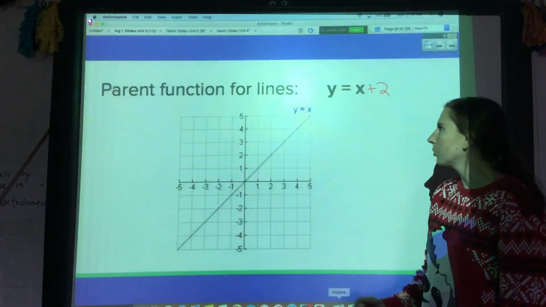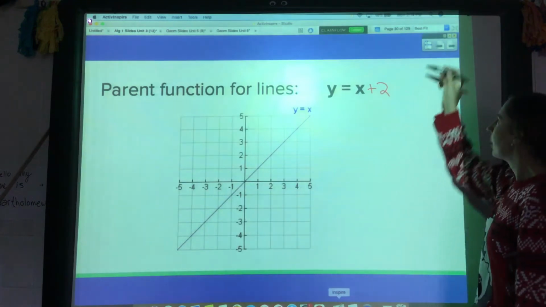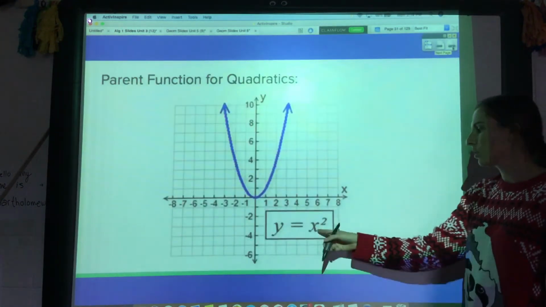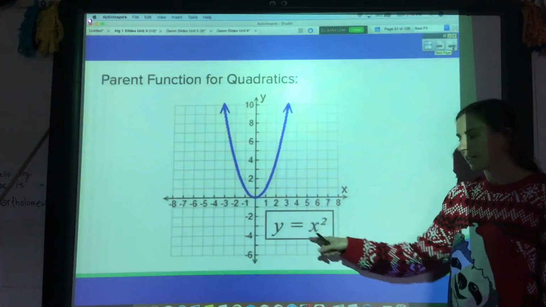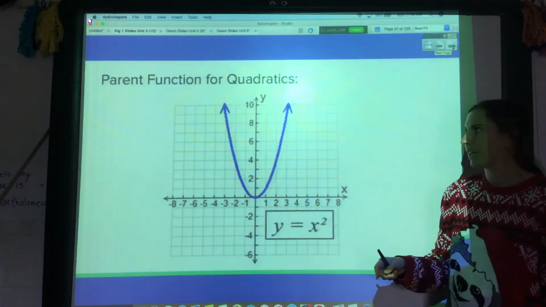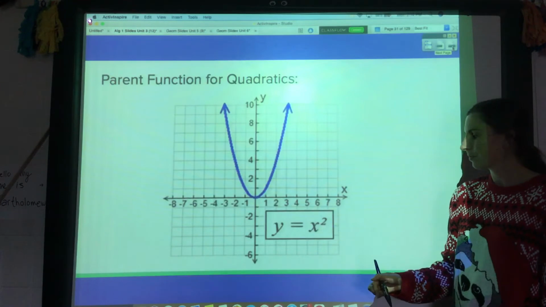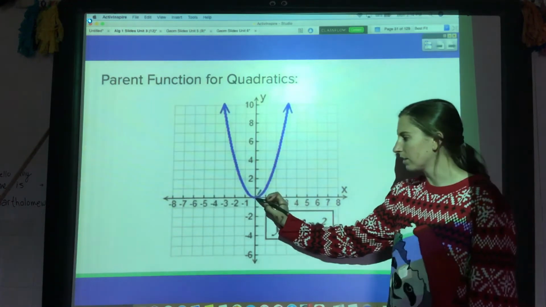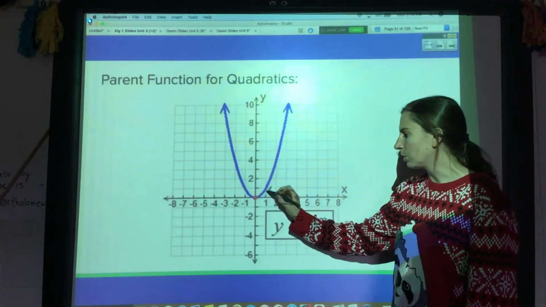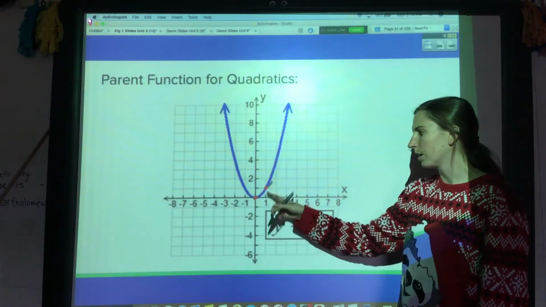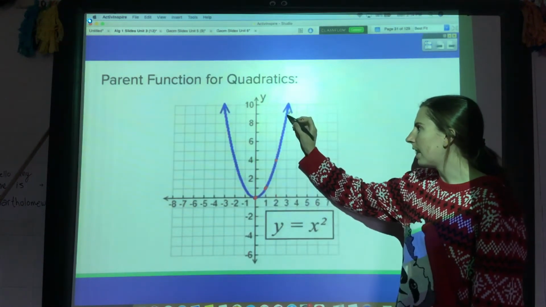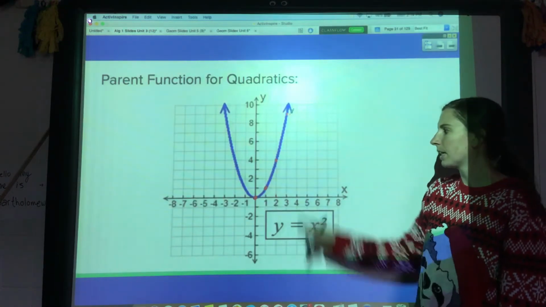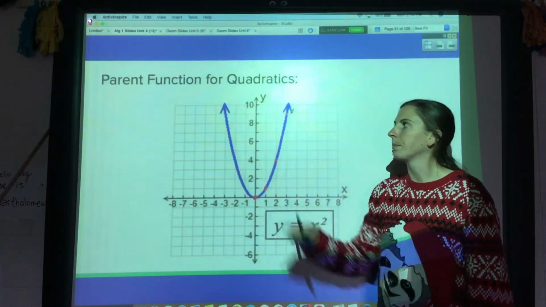So with lines, we would just start with an x. With quadratics, we start with x squared. That's what we call our parent function because it's the most basic function we could have for a quadratic. You should know by now that that starts at (0, 0) and goes to (1, 1) because 1 squared is 1, 2 squared is 4, 3 squared is 9, and so on. That's why it makes this U shape.